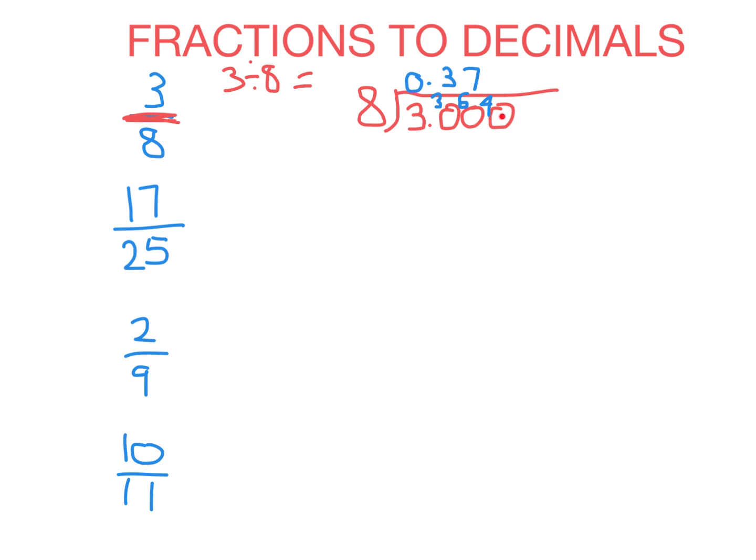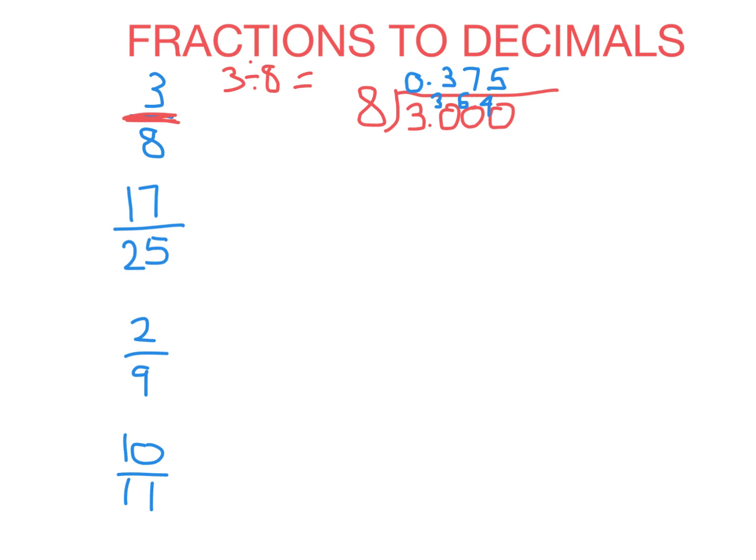How many times does 8 go into 40? It goes 5 times with no remainder. So I can stop there. 3 over 8 is the same as 0.375. These two numbers would occupy the exact same position on the number line.